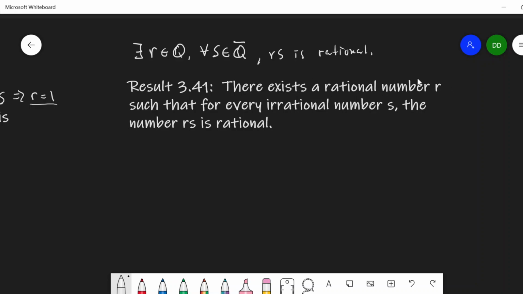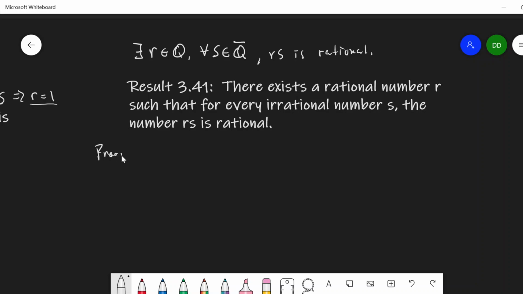So, for instance, what if I thought maybe R equal to 1 would work here? I could then pick S equal to square root of 2. That's an irrational number, and their product would be square root of 2, which would be irrational. So R equals 1 won't work here. So I need to do a little bit more thinking of a special rational number such that no matter what irrational number I multiply it by, the result is still rational. You can pause here if you want and think about it for yourself. Otherwise, I'm just going to give away the solution here.